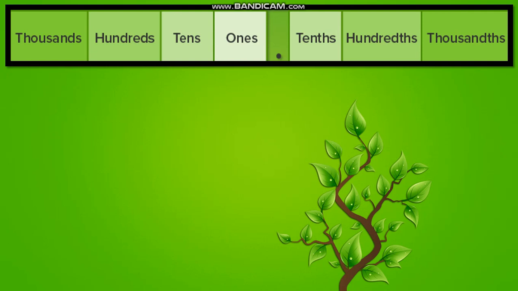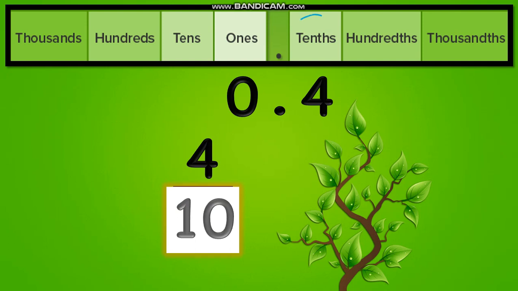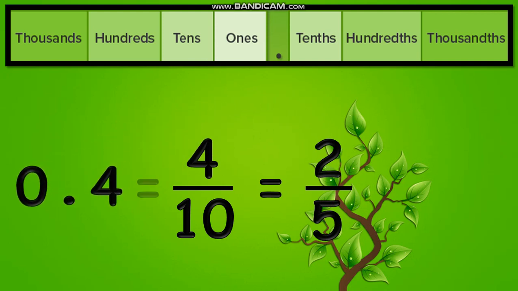An example is 0.4. We will make 0.4 a whole number by moving the decimal point to its right. 0.4 has now become the whole number 4. And since 4 is in the tenths place of our decimal place value chart, its denominator is 10. So we already have a fraction of 4 tenths, and when we change it to the lowest term, it will be 2 fifths. Therefore, 0.4 when we rename it to a fraction is 4 tenths or 2 fifths.